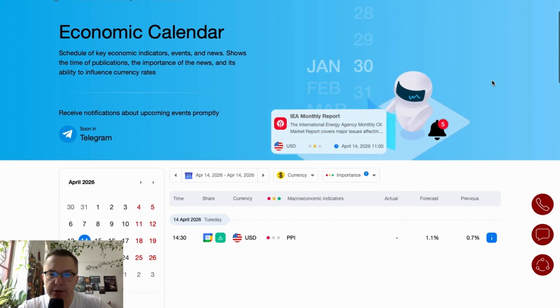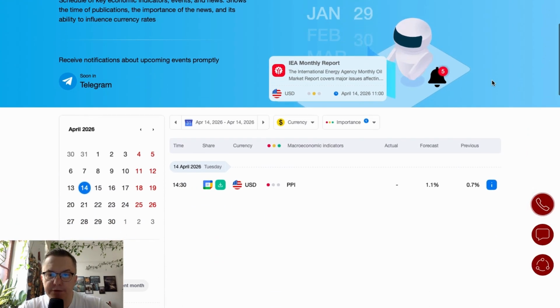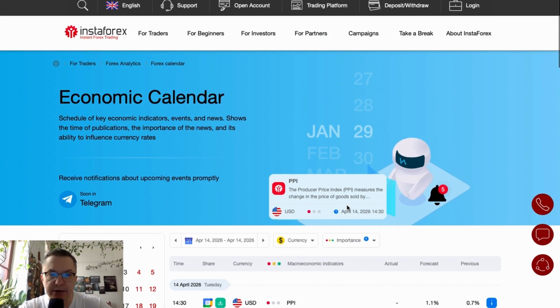So what do we have here for today? Only the most important data release, and this is the PPI data from the US, scheduled for release at 2:30. The market participants expect the increase from 0.7% to 1.1% for the producer price index. So that's about the economic calendar.